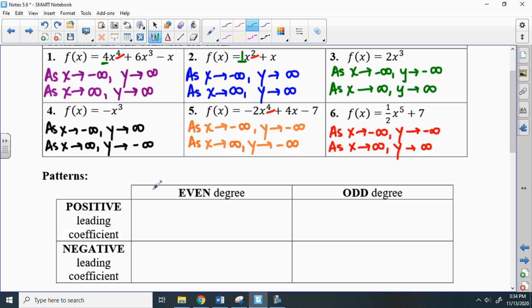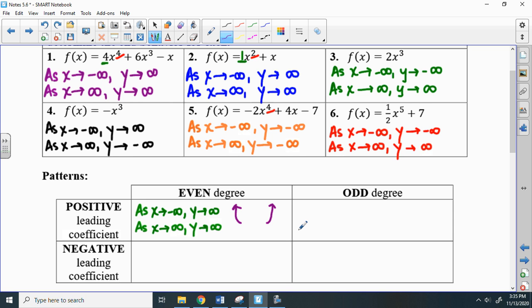So let's write that down. You can see that as x approaches negative infinity, y approaches positive infinity, and as x approaches positive infinity, y still approaches positive infinity. So what that means is on the left and the right, both ends are going up. So you might want to draw yourself a little picture there.